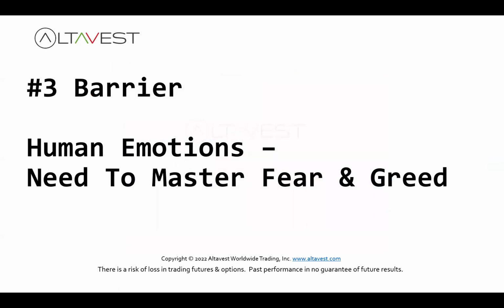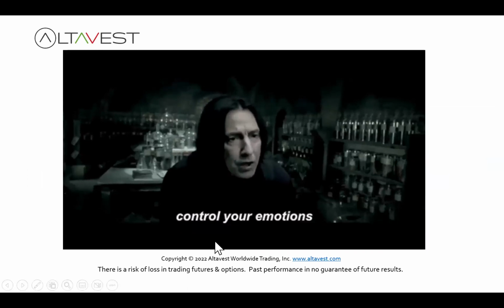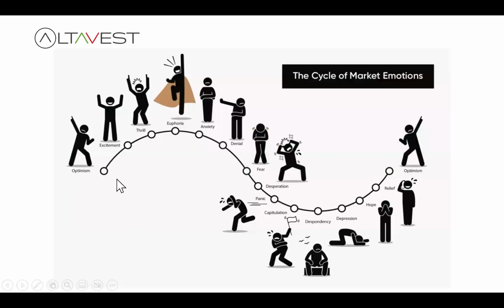And the third barrier is really just us. We become our own worst enemy with our emotions. How do we master the fear and the greed that are associated with money? How do you control those emotions? I believe that's out of a Harry Potter movie, which I've never seen. So anyway, you have this roller coaster of emotions here.